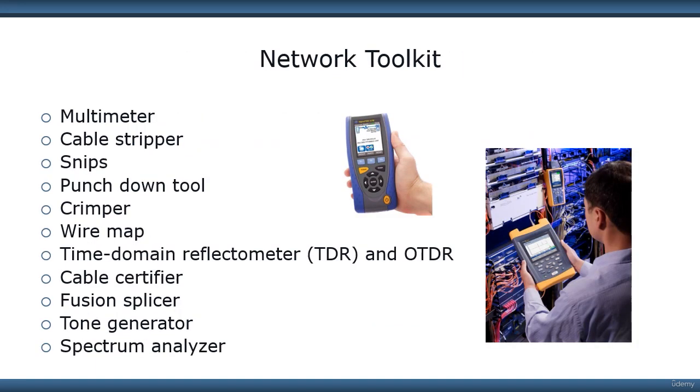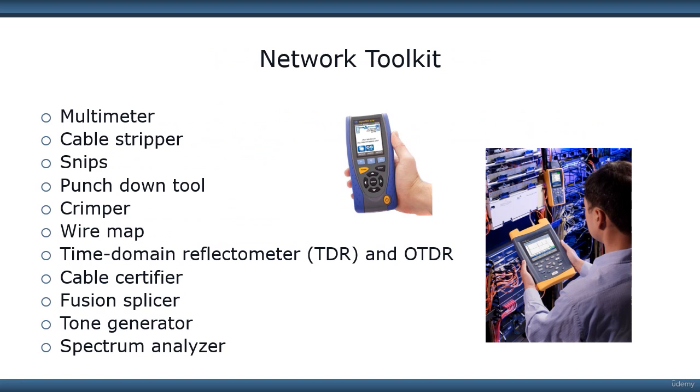So a network toolkit should include a number of things. One is a multimeter. A multimeter has the ability to measure voltage, current, and ohms or resistance. Multimeters can be used to determine whether or not the wires in a cable are complete from end to end. So you can measure for resistance, for instance, and you would be able to determine if there was a break in that cable.